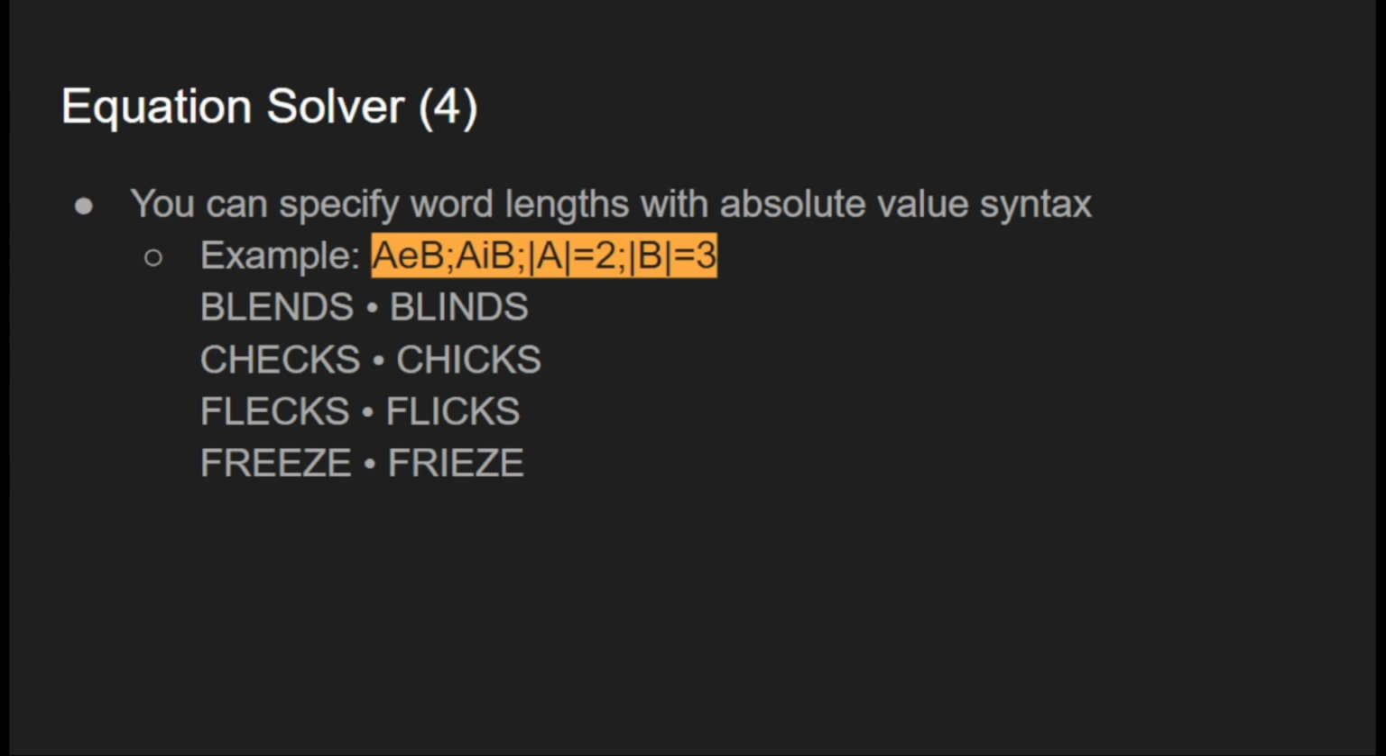One other part of the equation solver, I mentioned before that it was showing you examples where A and B both had length 2, but you can actually specify the lengths if you want. So in this example, what I'm saying is, all right, I want the variable A followed by the letter E, followed by the variable B. The second word, I want the variable A followed by the letter I, followed by the variable B. The length of A is 2, the length of B is 3. What do you got? And it gives you a ton of things, but here are some of them: blends and blinds, checks and chicks, flex and flicks, freeze and freeze. Kind of cool, right? You can get all this stuff from Umiaq if you understand the syntax and how to use it.